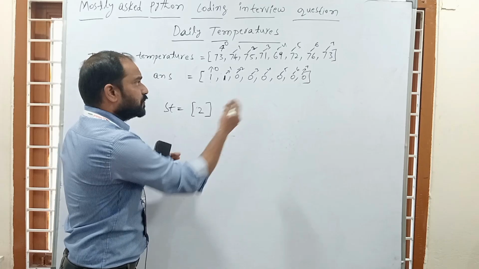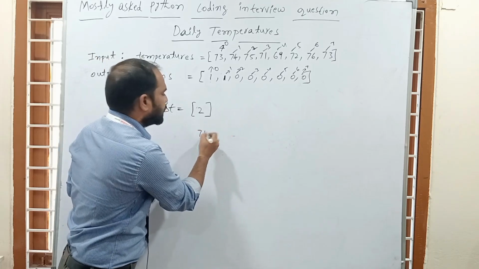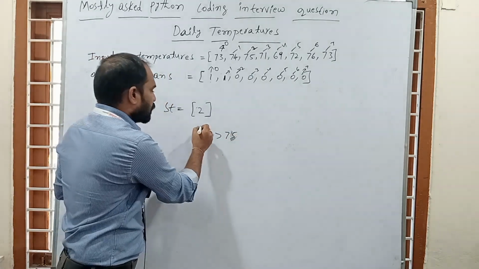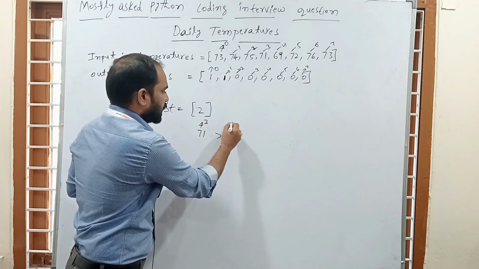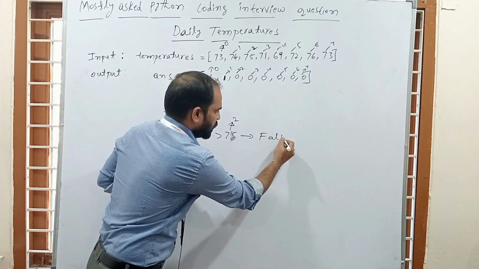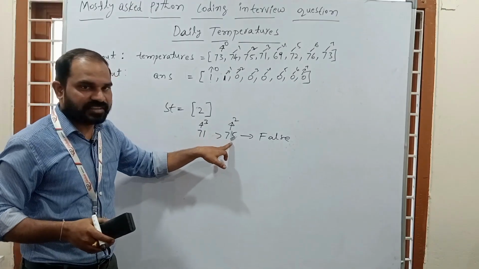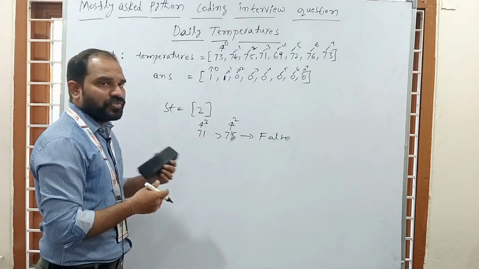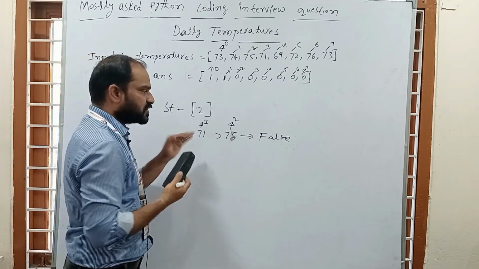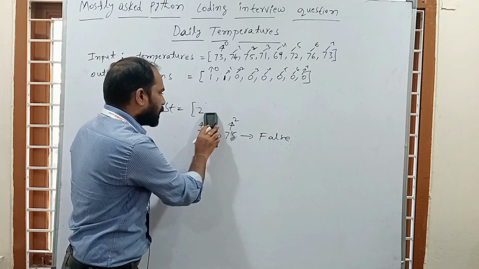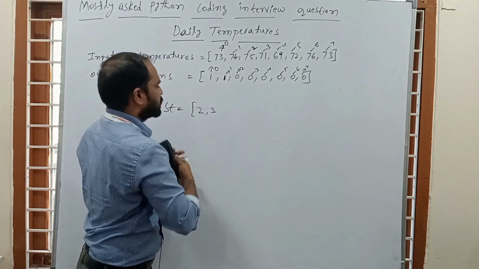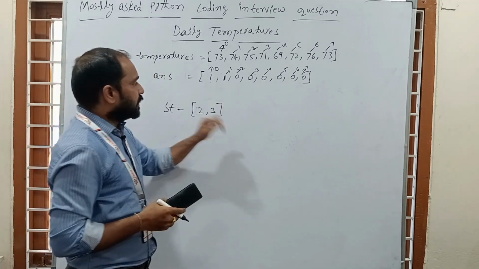So now with which value will we compare it? With the 71, we need to compare the temperature 75. Now, what is the index number of 71? 3, and the index number of 75 is 2. But in this case, the condition will become false, 71 is not greater than 75, right? So in this case we cannot delete this particular index from the temporary list. Instead of this, you need to append the index number 3 also into the temporary list.